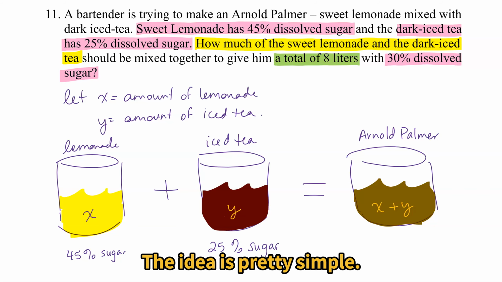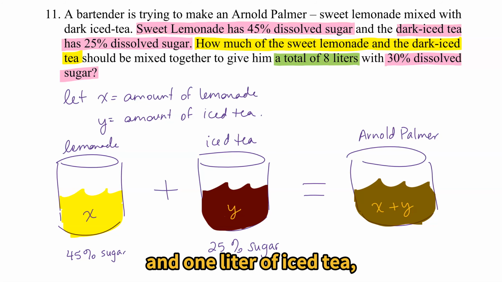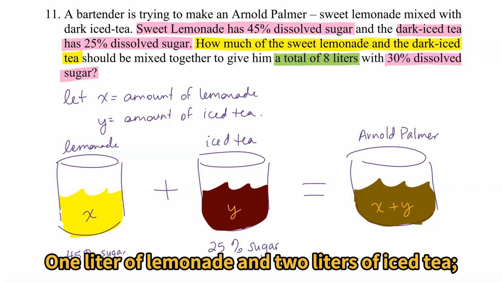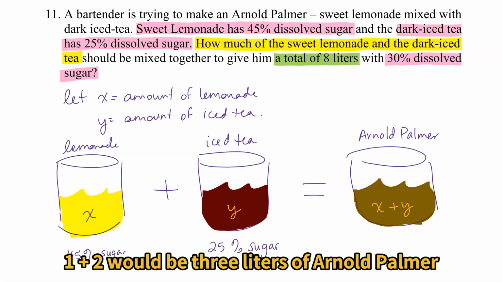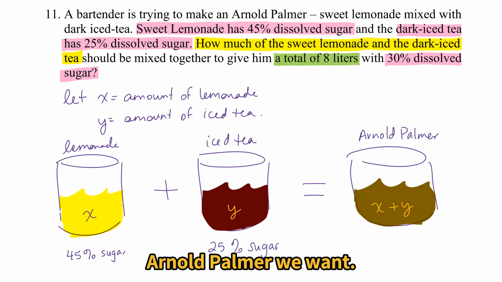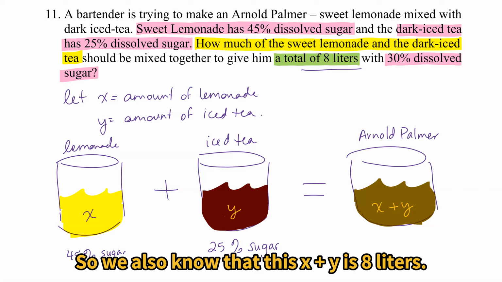The idea is pretty simple. If we had 1 liter of lemonade and 1 liter of iced tea and we mix them together, we have 2 liters of Arnold Palmer. 1 liter of lemonade and 2 liters of iced tea, 1 plus 2 would be 3 liters of Arnold Palmer. But we already know how much Arnold Palmer we want. We want 8 liters total. So we also know that this x plus y is 8 liters.